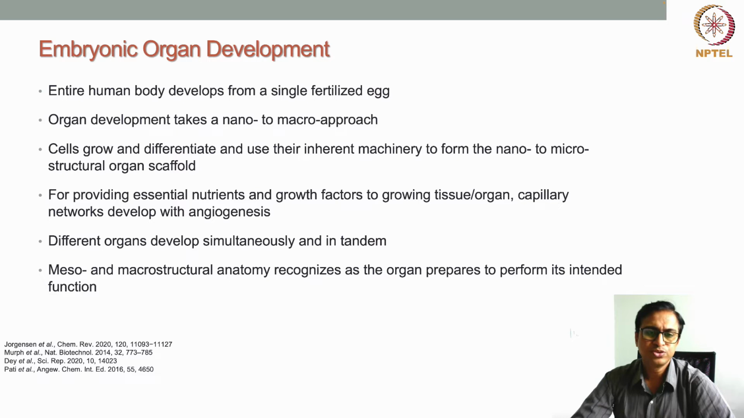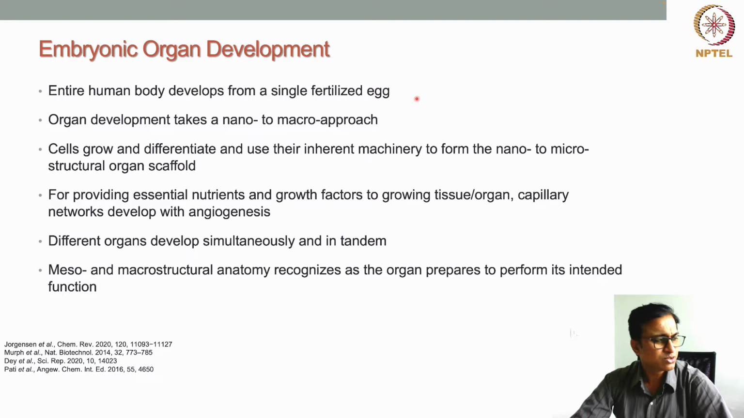So if you see in embryonic organ development, the entire human body develops from a single fertilized egg. That is the very first thing we know: when the sperm meets the ovum and it is fertilized, the blastocyst and other things start forming from there. So from a single fertilized egg, that egg divides and matures, and then differentiates to develop all the different types of tissues and organs.